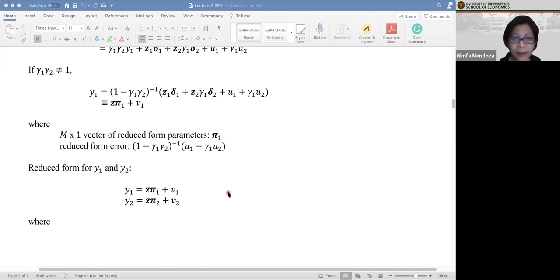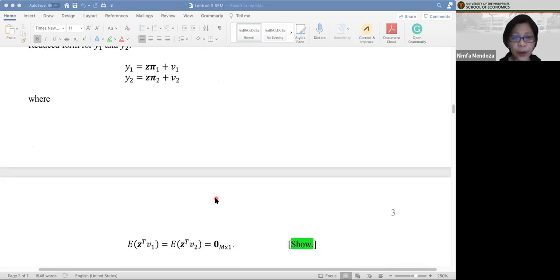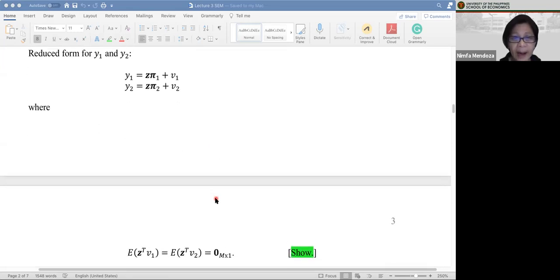Therefore, if you do the same manipulation for y sub 2, then you would have these two equations. And this would be the reduced form. Okay, so that is the reduced form. And here you have the moment conditions.